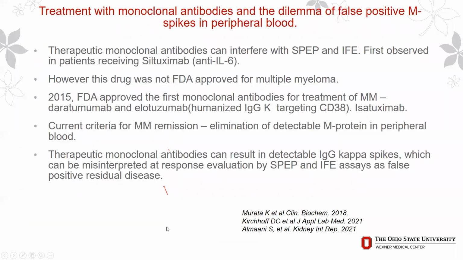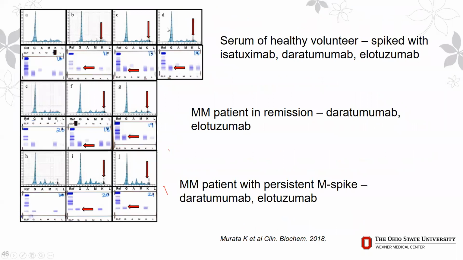And this is just a figure from one of these papers. This is a normal patient, a healthy volunteer, with the serum spiked with these drugs. And it shows that these drugs run in the same electrophoretic area, IgG and kappa. So there is ample scope for confusion.